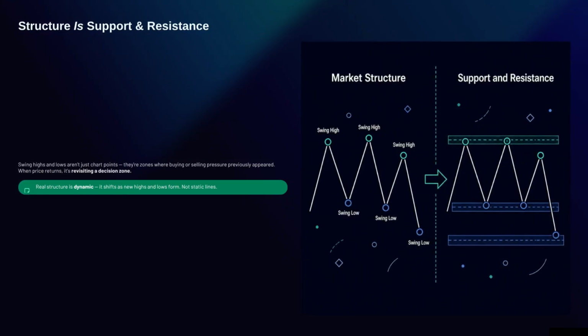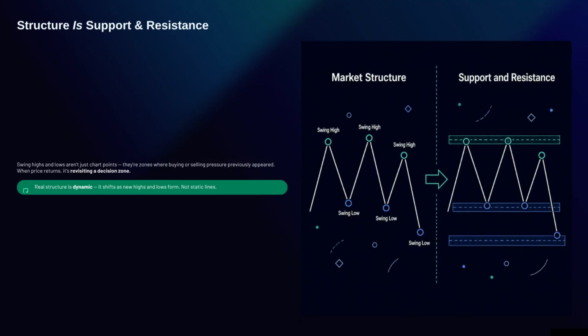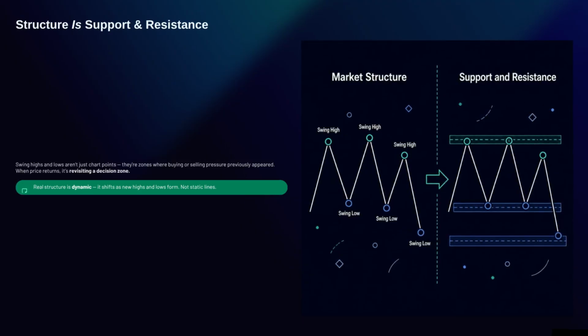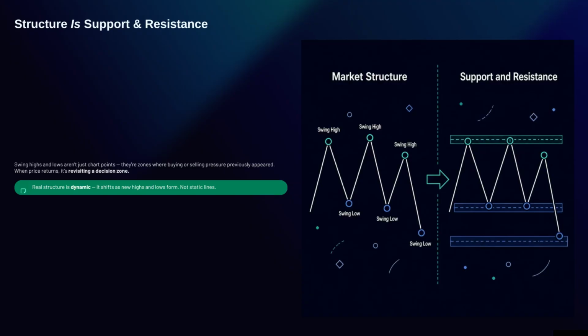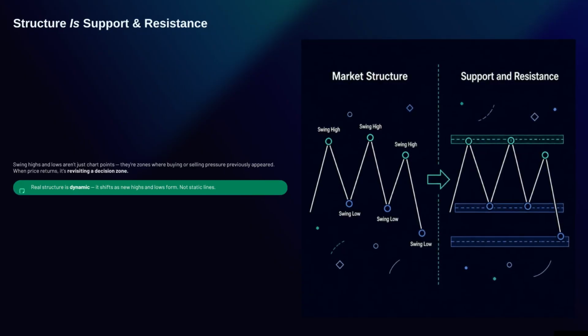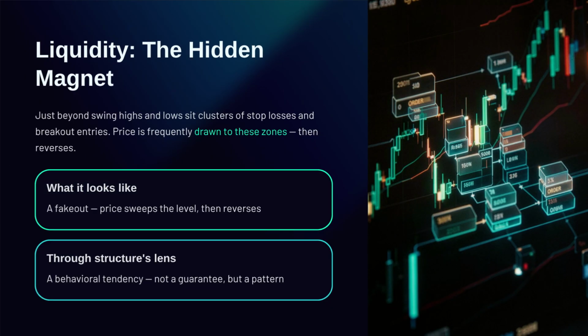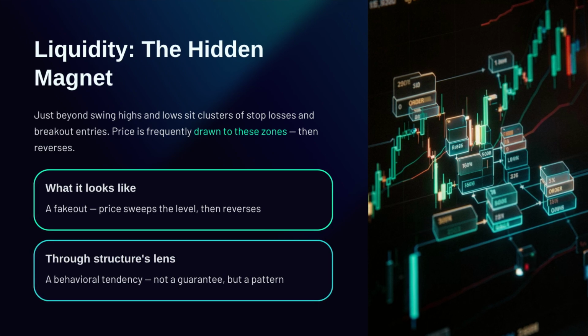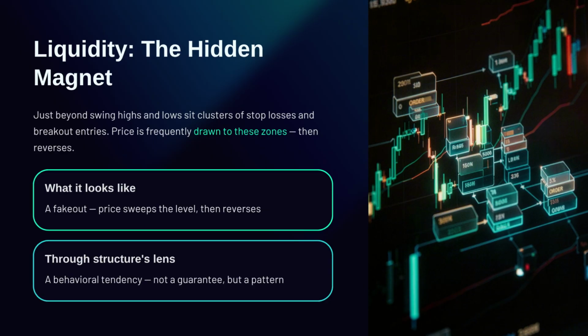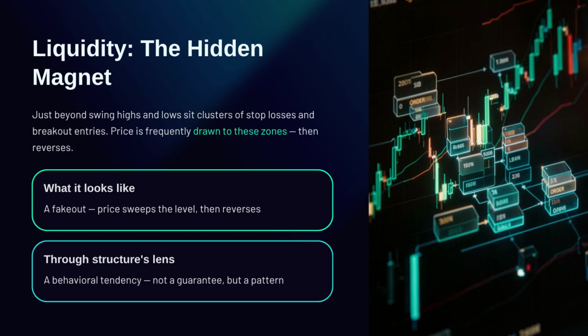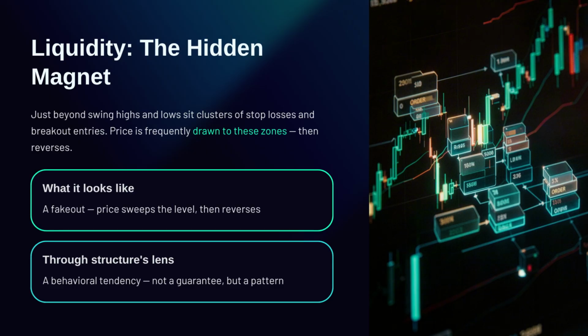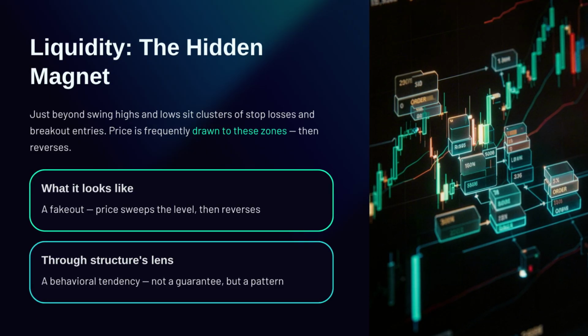The difference is that market structure evolves. As new highs and lows form, the structure changes with them. And that leads us to another important concept: liquidity. Beyond many swing highs and swing lows, you'll often find clusters of pending orders, stop losses, breakout entries, and other resting orders. These areas are commonly called liquidity. Price often moves toward them because that's where many market orders are waiting.